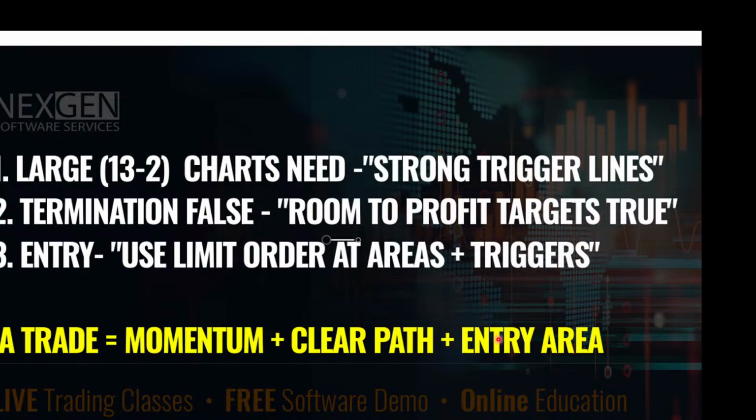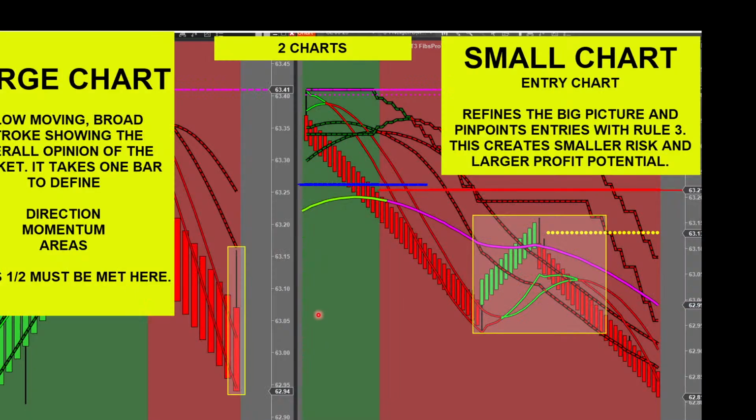This third rule is just the first of many entry opportunities that you're going to find when you have momentum and path. So these 3 rules, 3 advantages, happen on only 2 charts. There's a large chart. This leads the way. The large chart is always first. It's a very slow moving chart. It's a broad stroke of a brush, if you will.